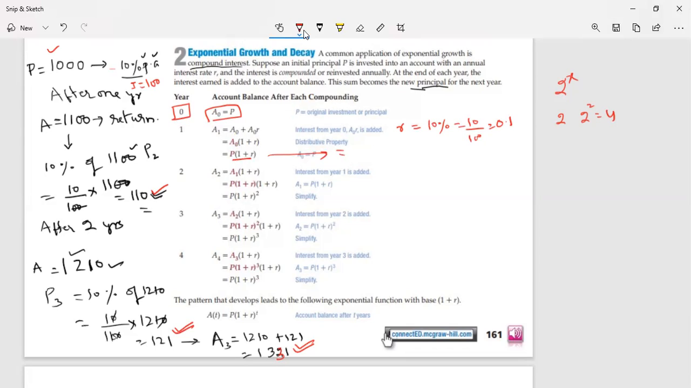Here we are taking the same example. P is 1,000, and 1 plus R is 1.1. After 1 year, it will become 1,000 into 1.1. If we multiply 1.1 with 1,000, it will come to 1,100. That is the amount after 1 year.